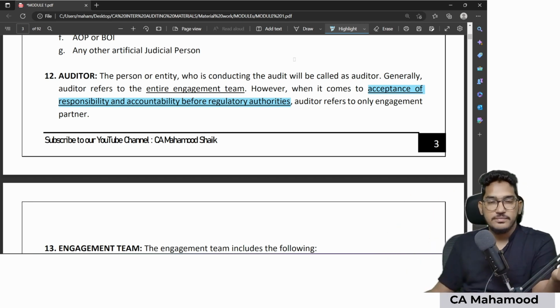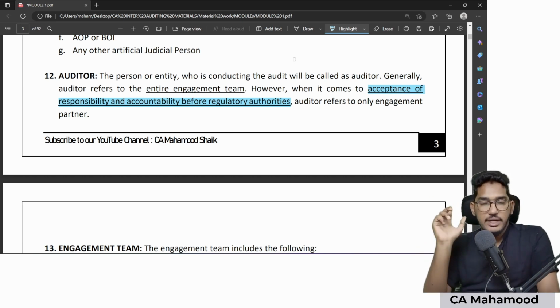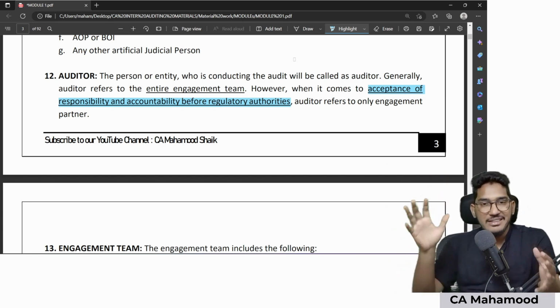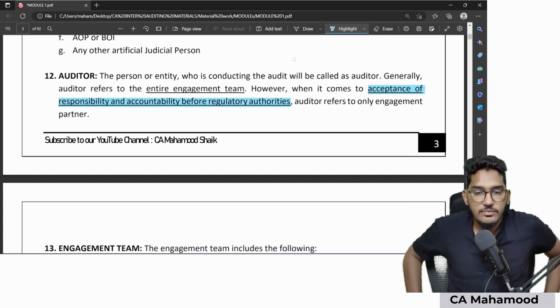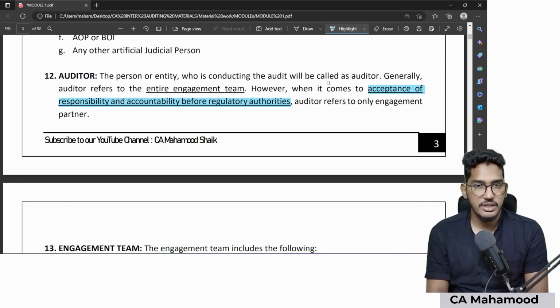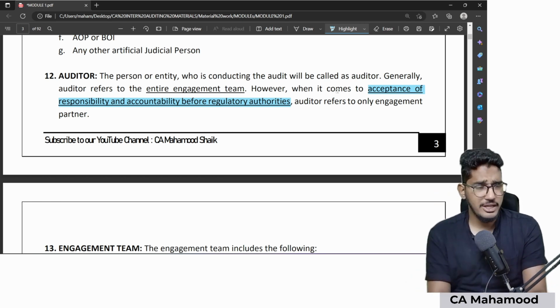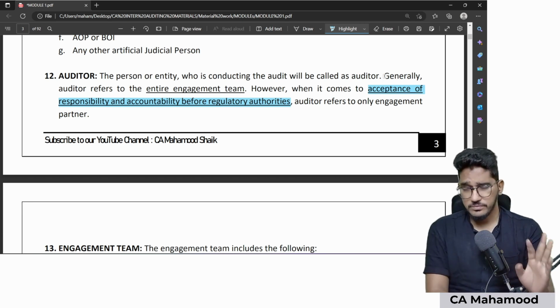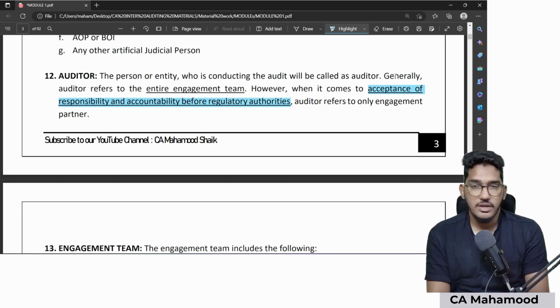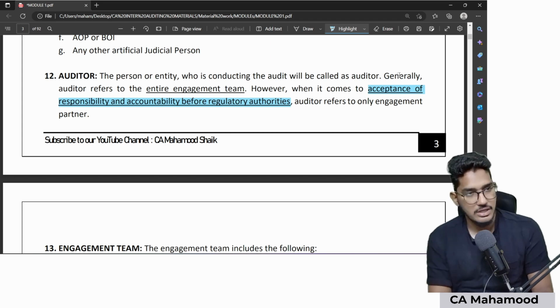only engagement partner. Understood? So in two cases, acceptance of responsibility and accountability before regulatory authorities, auditor means only engagement partner. In rest of all the cases, auditor means entire members of the engagement team. The entire members of the engagement team will be collectively called as auditor. Clear? Understood? So this is the concept of fundamentals of auditing, or introduction to auditing. Clear everybody? That's all guys.